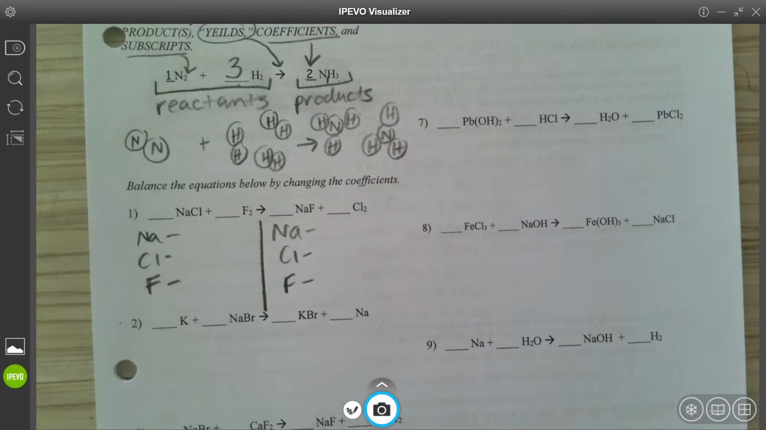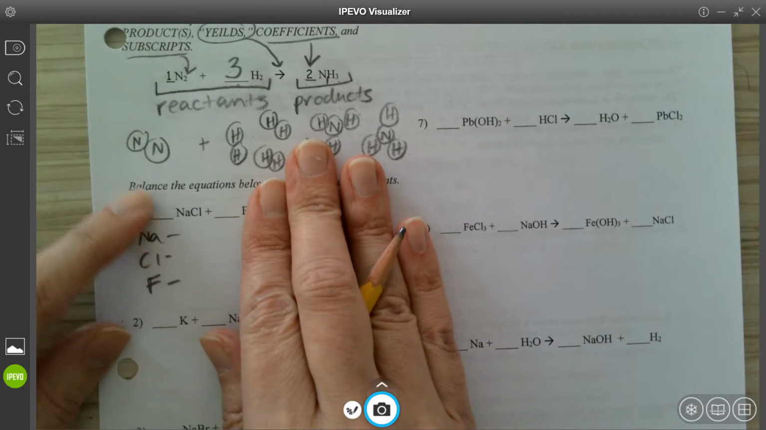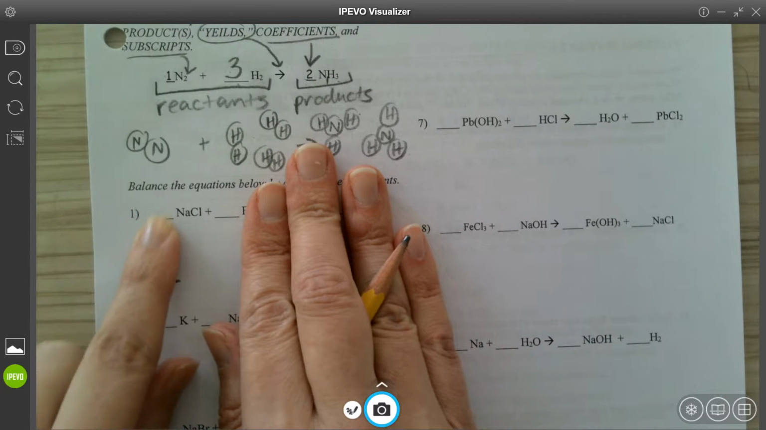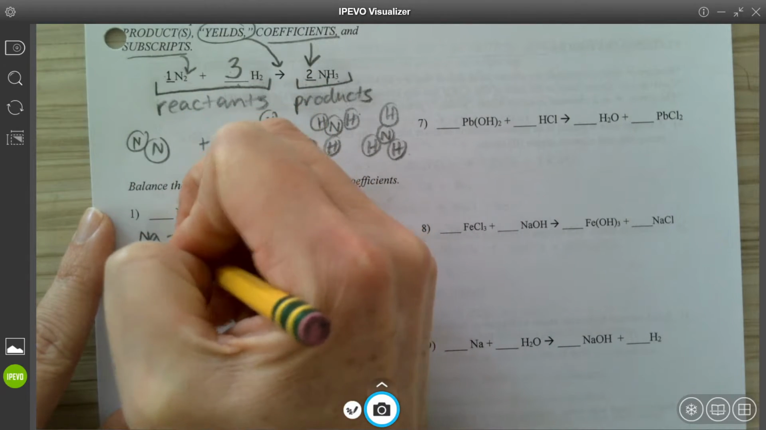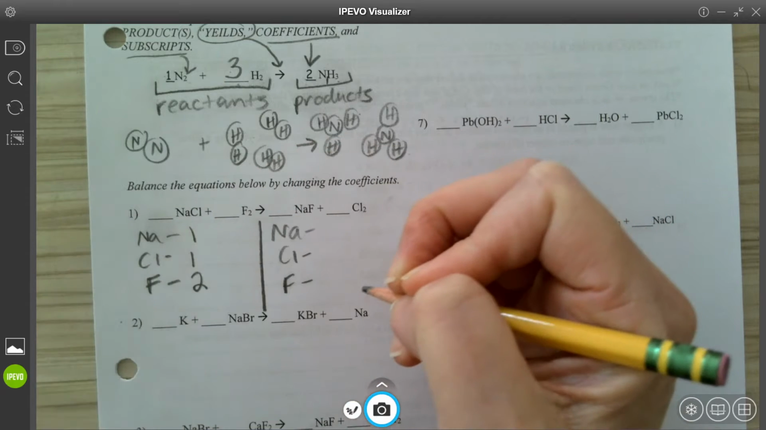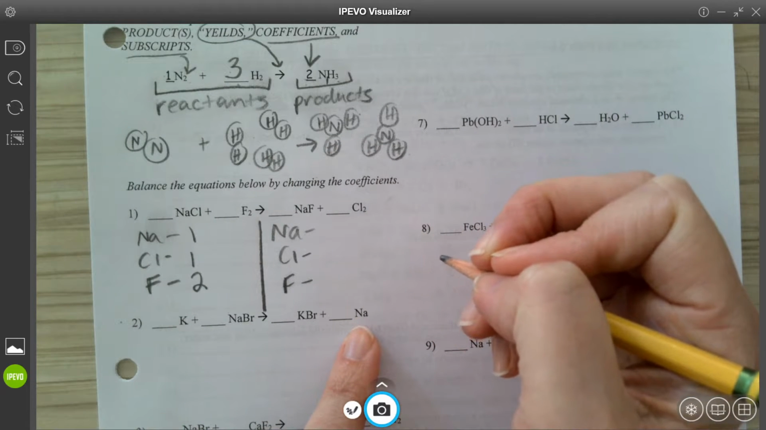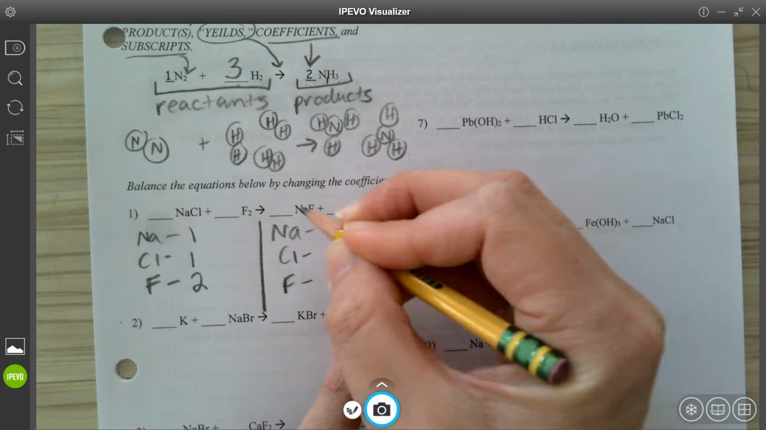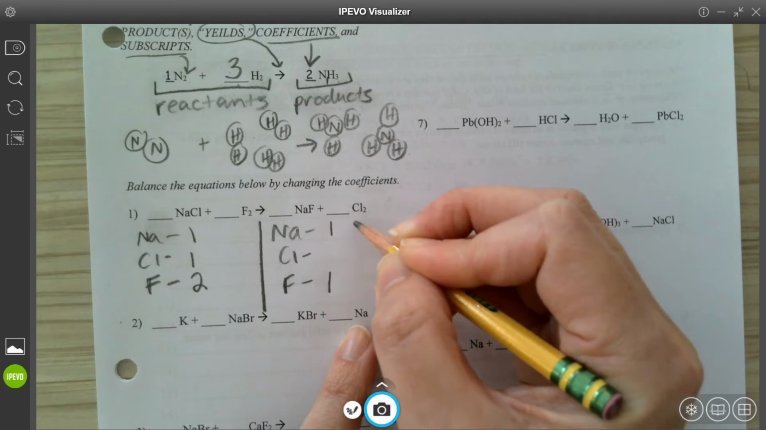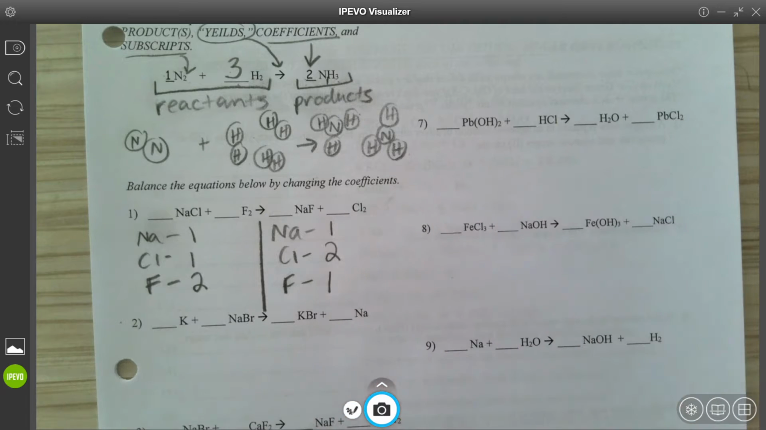All right, so let's write down how many of each atom we have right now. As it is right now, with no coefficient, when there's no coefficient, it's a 1. Okay, so we just have 1 NaCl. So we have 1 Na, 1 Cl, and we have 2 Fs. And after the arrow, we have 1 Na, we have 1 F, and we have 2 Cls. So you can clearly see that this is not balanced.